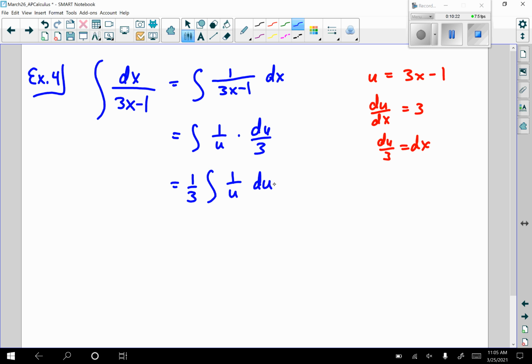I want you to carefully think about this. Can we use the power rule for antiderivatives here, or is it another function that we have to think of in reverse? And it's the latter. We can't say this is u to the negative 1, because if we follow the power rule, we'll get a 0 in our denominator. We can't have that. So what's the antiderivative of 1 over u, or in most cases 1 over x? It should be the natural log. So it's 1/3 times the natural log of the absolute value of u plus c. So now this becomes 1/3 times the natural log of the absolute value of 3x minus 1 plus c.